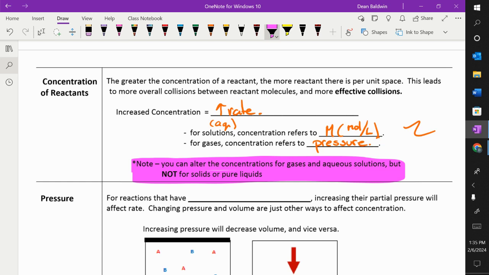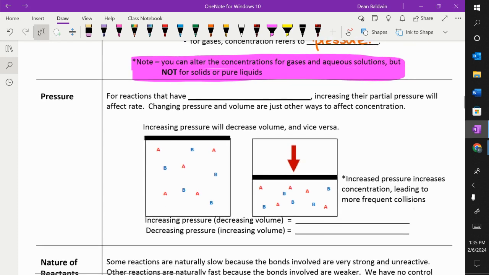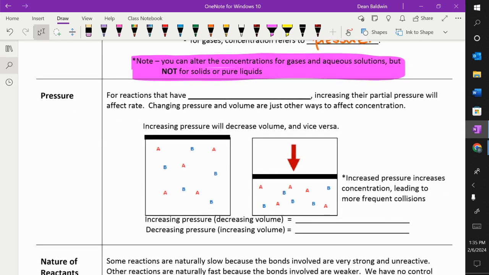Okay. All right. What are we at? Let's just burn through these, and I'll do the demos tomorrow. Okay. Pressure. So we could change the pressure. But this is only going to work for reactions that have gases as reactants.